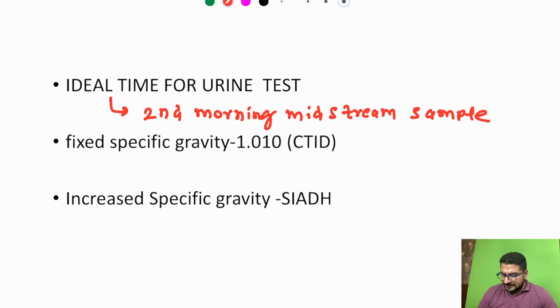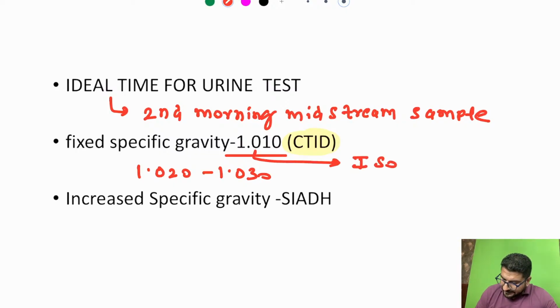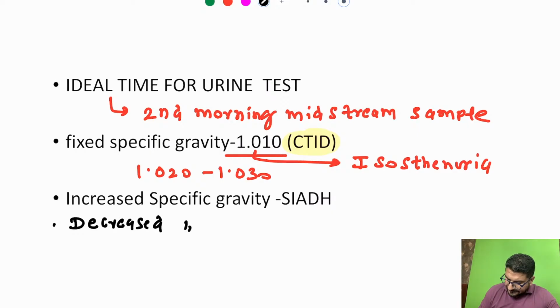Now coming to specific gravity. देखो normal specific gravity आपकी variable होती है. So normally specific gravity is 1.020 to 1.030. अगर specific gravity fix हो जाती है, if it is fixed, this is a sign of CTID. CTID means chronic tubulointerstitial disease. तो इसको हम बोलते हैं fixed specific gravity, or what we call isosthenuria. Specific gravity बढ़ेगी कब? It is increased in SIADH, and specific gravity is decreased in a patient with diabetes insipidus.